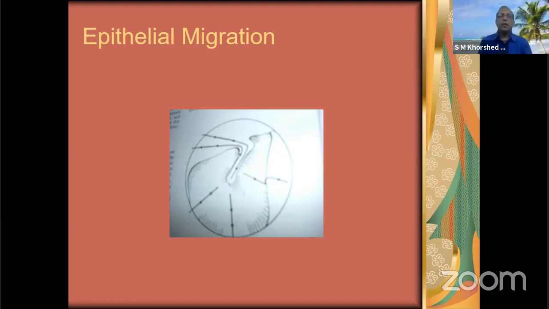And here, this epithelium, this is the point of migration. This is the point of generation. The Malpighian layer or stratum basale behaves like that. As the epithelium grows, it migrates towards the periphery. Then they mature, they go to the periphery.